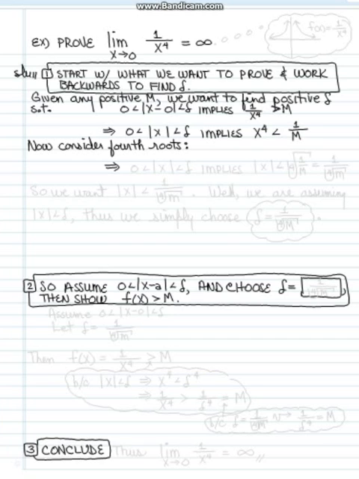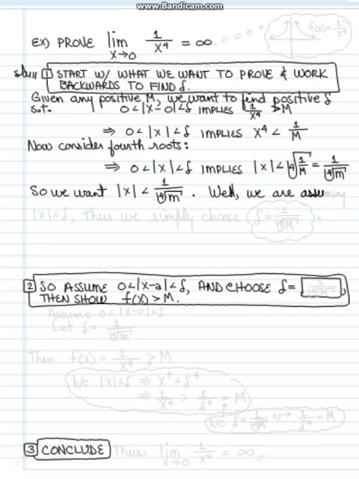Okay, now we're going to consider the fourth roots. This implies that 0 less than the absolute value of x less than delta implies that the absolute value of x is smaller than the fourth root of 1 over m, which is 1 over the fourth root of m. All I did was take the fourth root of both sides of the right side of that implication. So what we want is the absolute value of x to be smaller than 1 over the fourth root of m. Well, we're assuming that the absolute value of x is smaller than delta. Thus, all we have to do is choose delta equal to 1 over the fourth root of m.